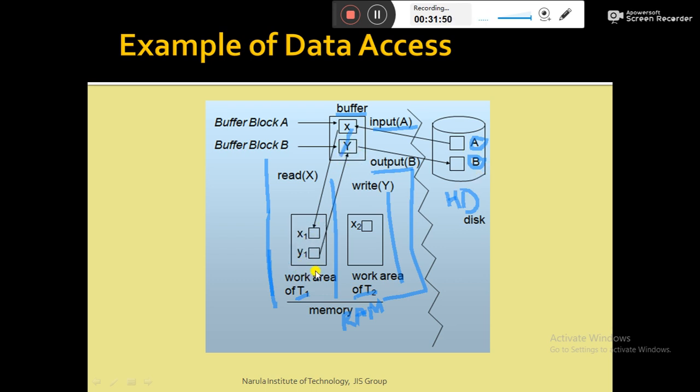Similarly, whenever a transaction initiates the read operation, what happens? Automatically, the operating system will invoke the input operation. What will the input operation do? It will copy the data item from the hard disk to the system buffer area, and then from the system buffer area the content of the data item will be copied to the private area. So that is how the whole read and write operations are performed.